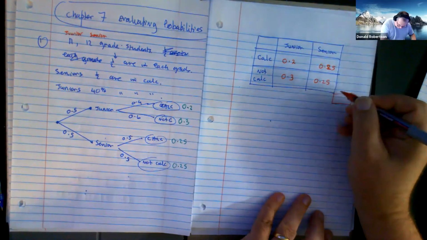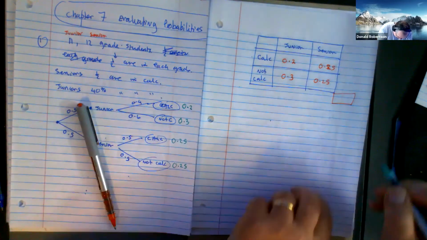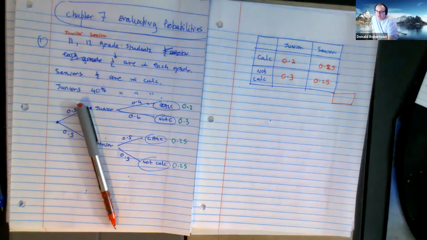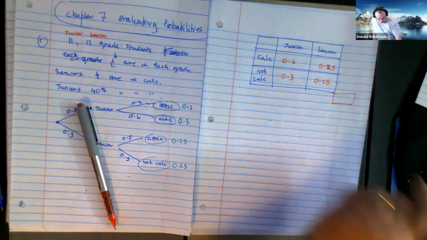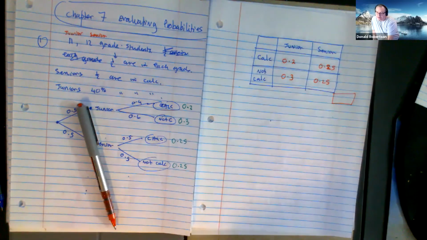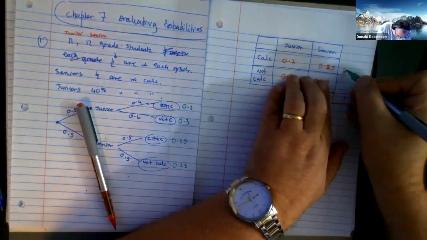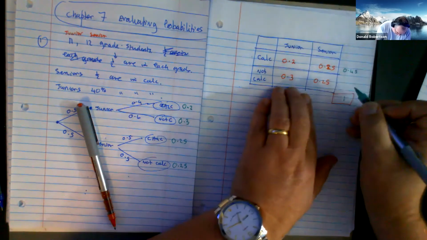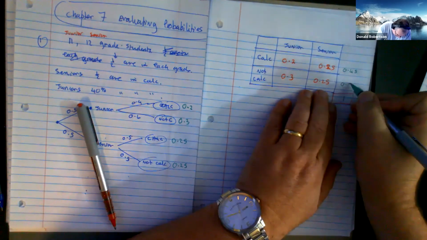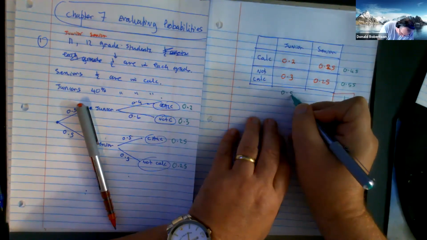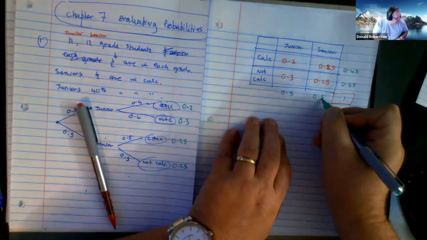Now I'm going to find some totals. If you add everything up, what would you expect the total to be? If you add all four of these probabilities together, what would you expect? 1. And guess what? It is. If you add these together, you get 0.45. If you add these together, you get 0.55. If you go down this way, you get 0.5. If you go down this way, you get 0.5.